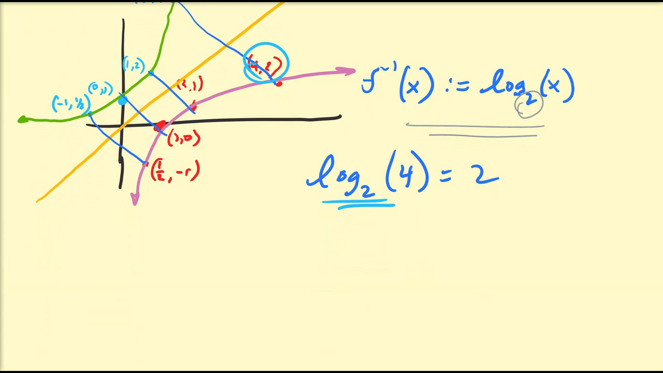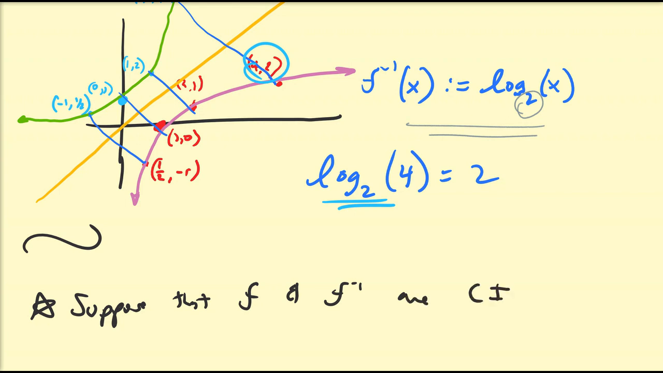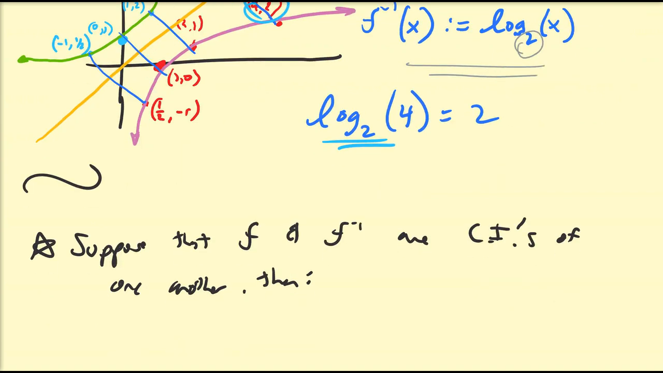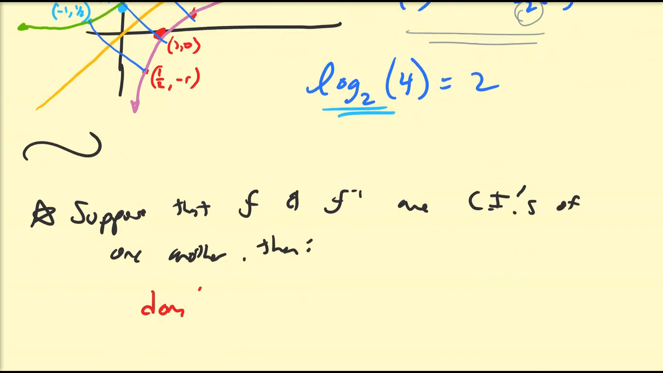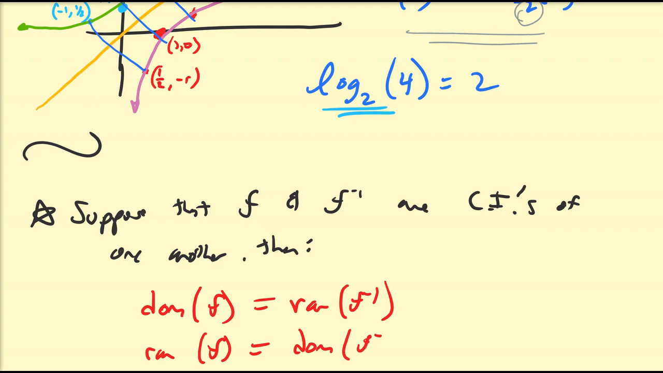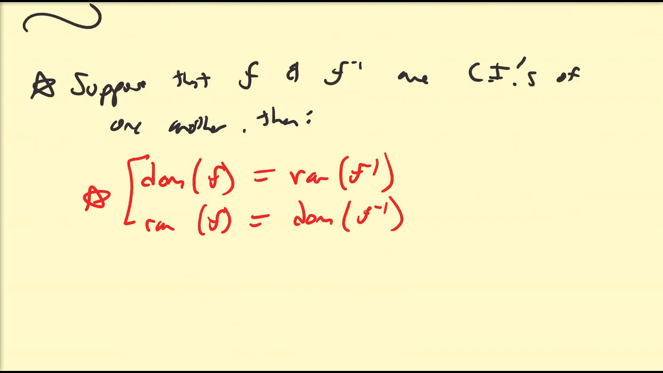All right, so let us also recall a property that I mentioned a little bit ago, and that was the following. Suppose that f and f inverse are compositional inverses of one another. Then we have the following pair of identities. For example, the domain of f is equal to the range of its inverse, and the range of a function is going to be equal to the domain of its inverse. So let's work through an example where we can actually use this to our advantage to figure out what the actual inverse function is. And this is going to be extremely important.